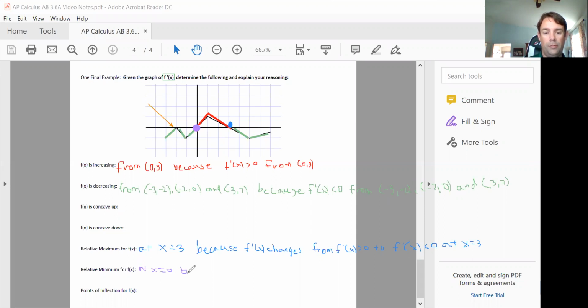because f prime of x changes from less than 0 to greater than 0. All right.